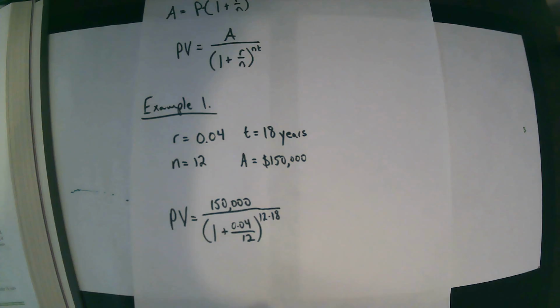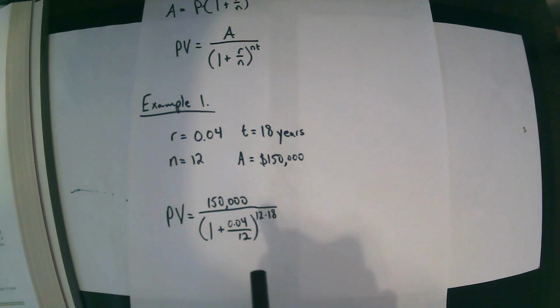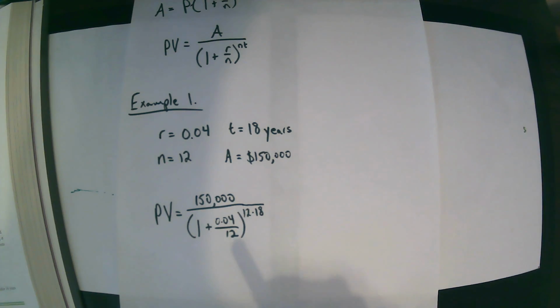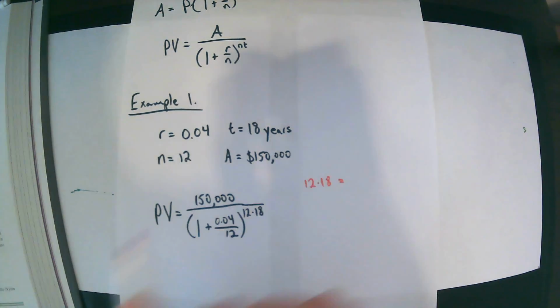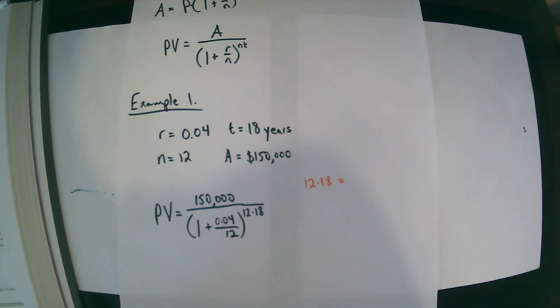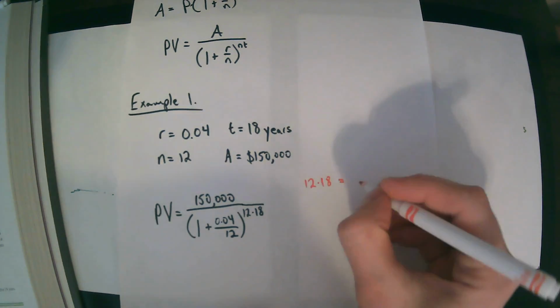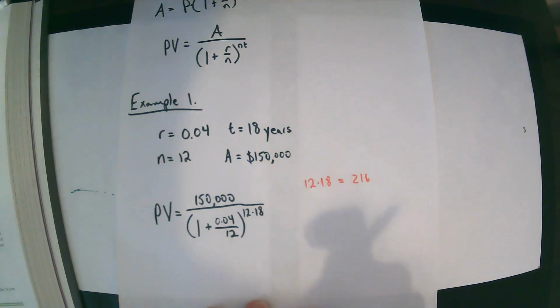If you are not confident in your ability to punch this into the calculator and get a consistent and correct answer, then what you need to do is do it in pieces, okay? What I mean by that is the first thing you should do is figure out what 12 times 18 is. So punch that into the calculator. 12 times 18 gives me 216.